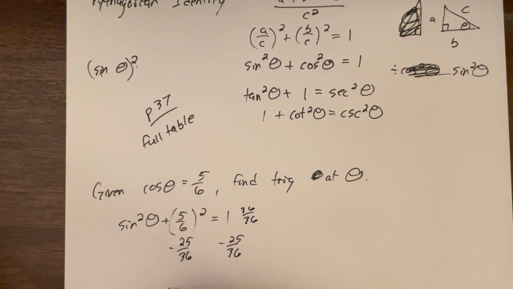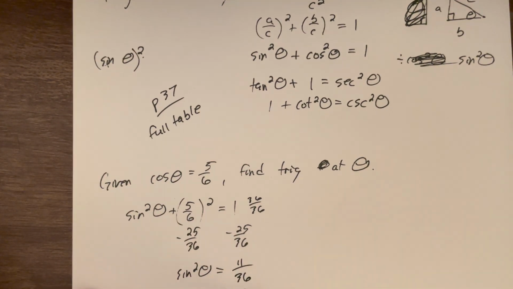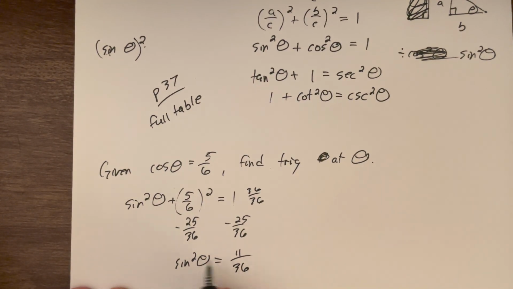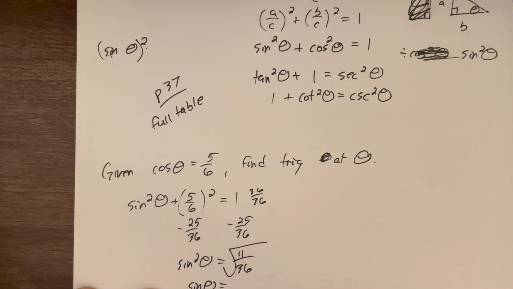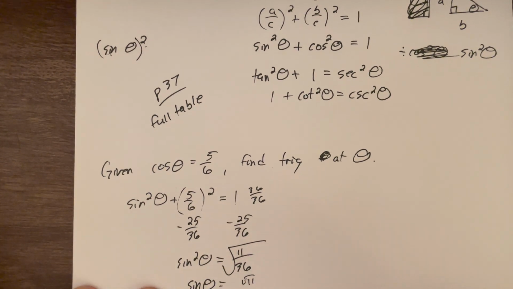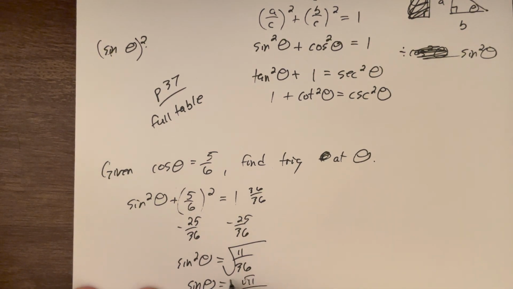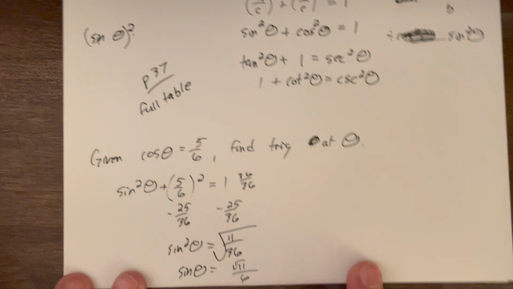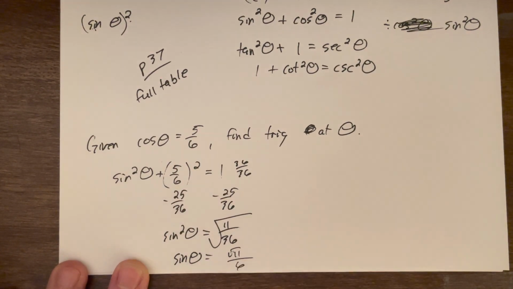So a little fractional work. 1 would be 36 over 36. 36 minus 25 is 11 over 36, but that's sine squared. Take the square root of the whole thing, which you can break down into separately the square root of the top, which doesn't break down, square root of 11 is as good as it gets, and the square root of the bottom, which the square root of 36 is a clean 6. Now you've got cosine and sine.